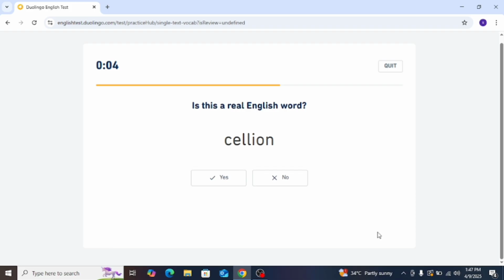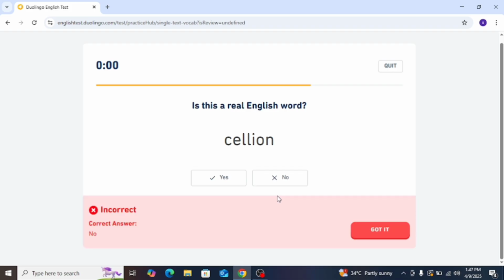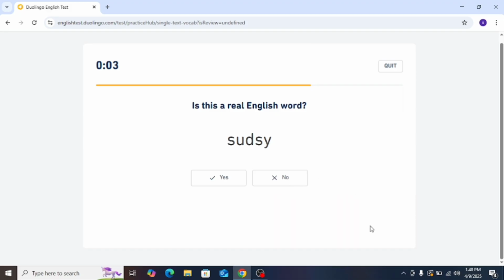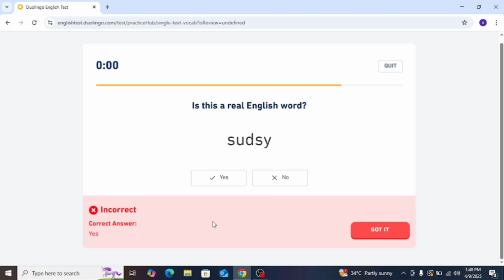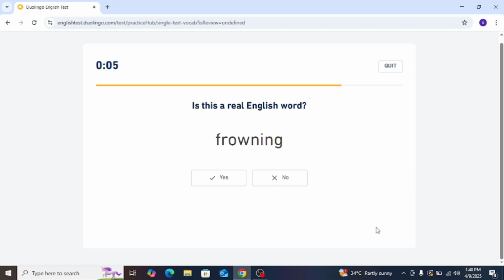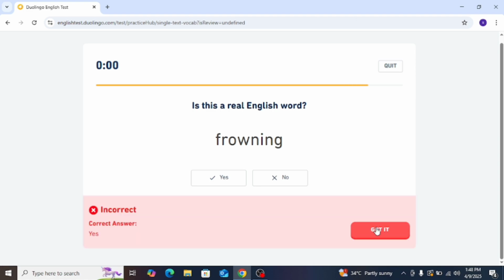Salon, is salon a real English word? No. Yes, the right answer is no. And short C, is it not a real English word? Yes, the correct answer is yes, short C is a real English word. Yes, short C. Frowning is a real English word. Yes, the correct answer is yes.